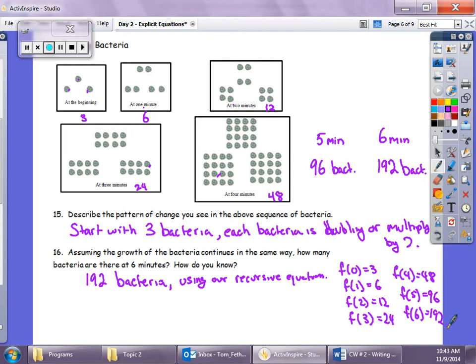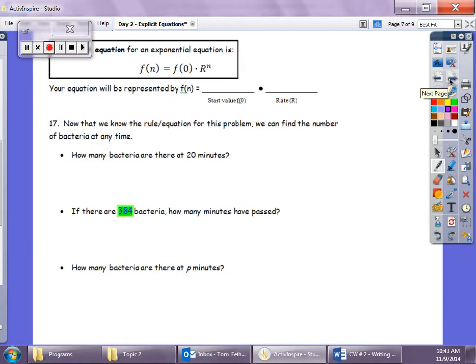And now, with this one, we can also set up an explicit equation. So just like the recursive, we have the same thing. So it's f of n equals f of 0 times r to the power of n. So it's r to the power of n because we're multiplying. So since we're multiplying, that's why we get r to the power of n, because if we just do r times r times r times r like this, we would know that this is 1, 2, 3, 4, 5, r to the 5th power. So we have to have the n as an exponent.